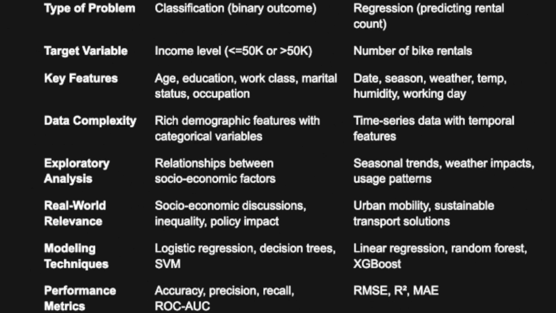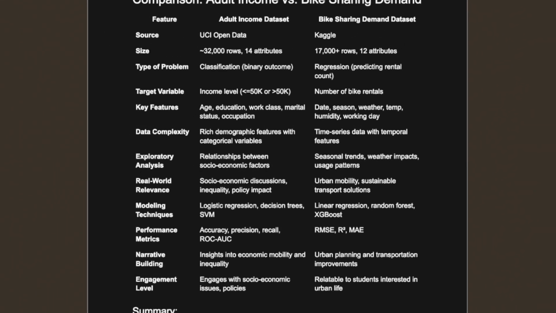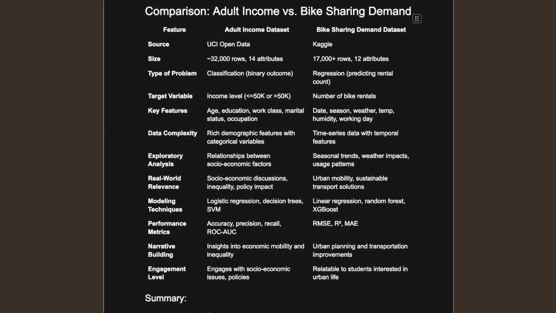Let's compare bike sharing demand and adult income data set against each other to select which one we would like to use. We compare the two against each other using a number of features: what source, what size, what type of problem, target variable, key features, data complexity, exploratory analysis, real world relevance, modeling techniques, performance metrics, narrative, and engagement level. In this case, we see that UCI Open Data is the source for adult income dataset and Kaggle is the source for bike sharing.